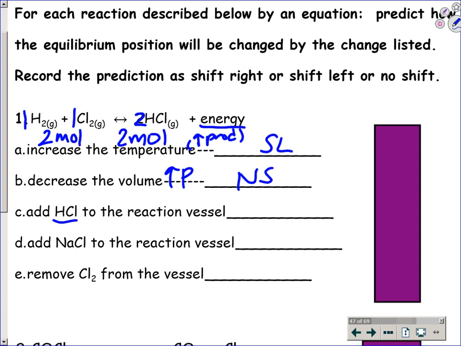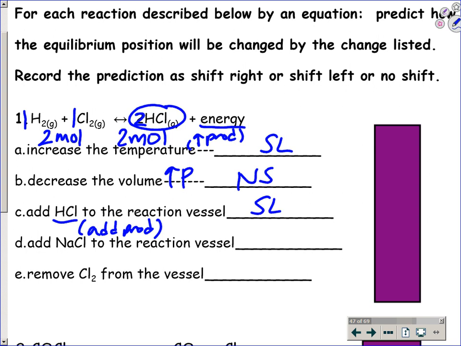Okay, HCl, I've added HCl, which is a what? Where's HCl, guys? Left or right? It's on the right, therefore it's a product. I've added a product. Okay, so that's the problem. I've added a product. Which way do I go? Left, because I want to go away from products. I have too many products right now. I need to go the opposite direction to consume them.